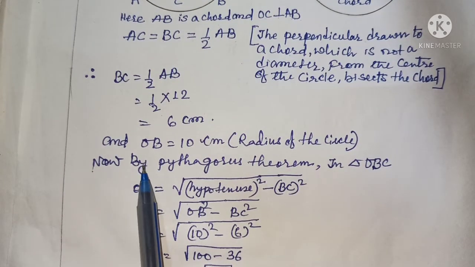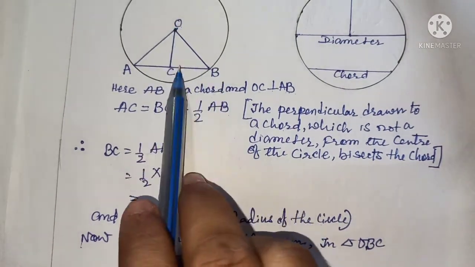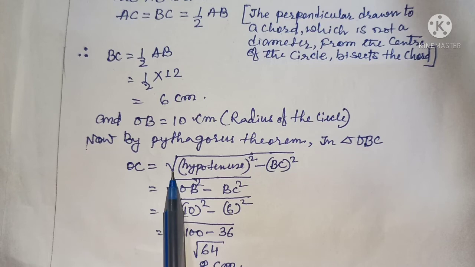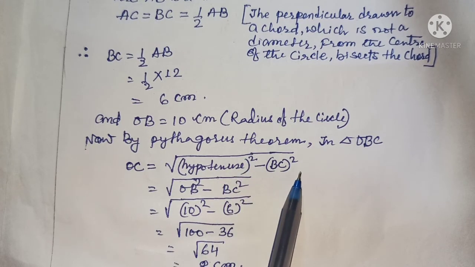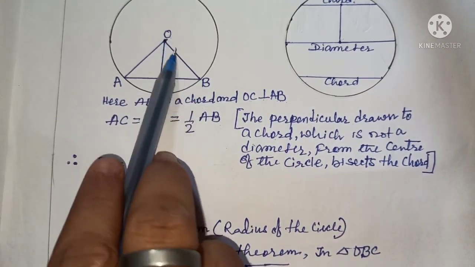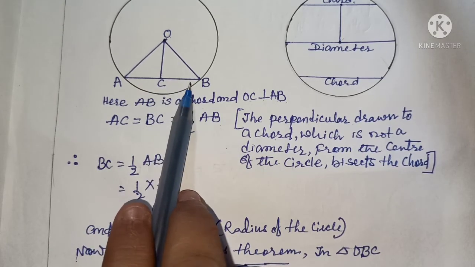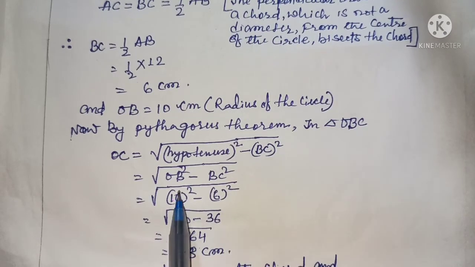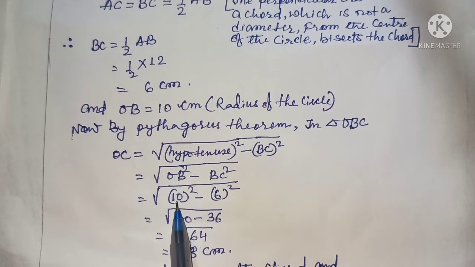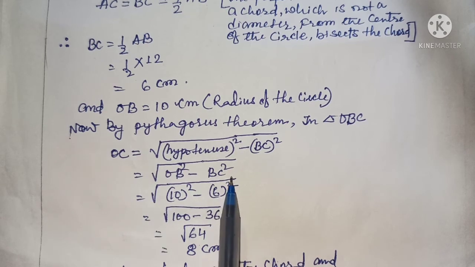Now see, by the Pythagoras theorem in triangle OBC, OBC is a right angle triangle. So we can apply here Pythagoras theorem. So length of OC equals to root over hypotenuse square minus BC square. So what is the length of hypotenuse? In this triangle, OB is the length of hypotenuse and BC we can take as a base. So here hypotenuse square means OB square minus BC square, and OB equals to 10 centimeter. That's why 10 square minus 6 square, and this will be under the root.